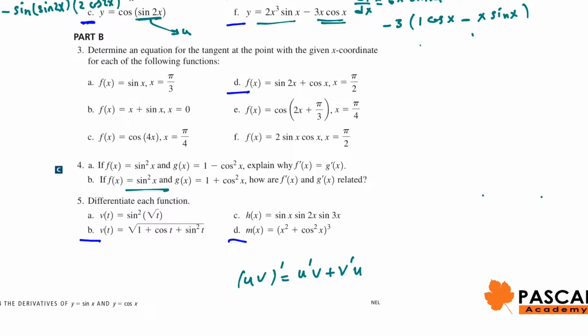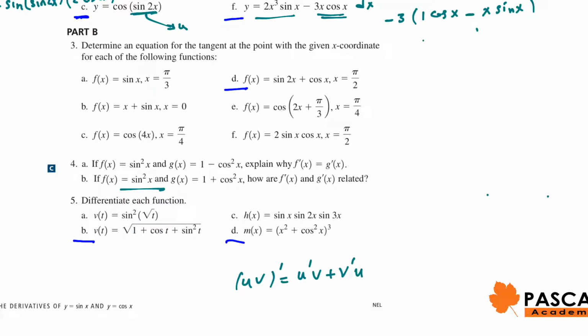The next question is question number 3. Determine an equation of the tangent line to the graph of f of x equals sine of 2x plus cosine of x when x is pi over 2. When x is pi over 2, f of pi over 2 is 0. Sine of pi is 0 and cosine of pi over 2 is 0.